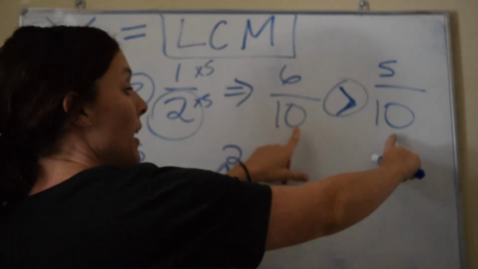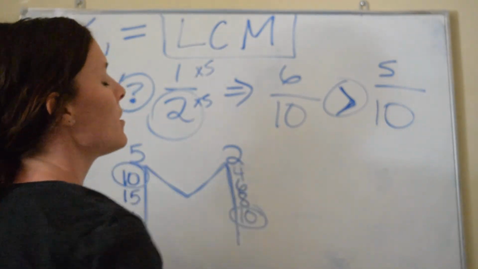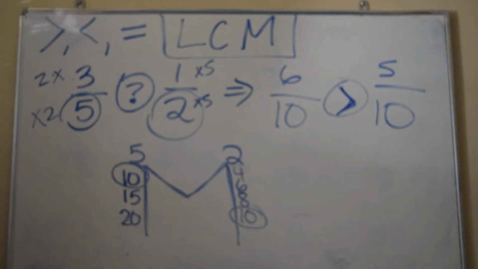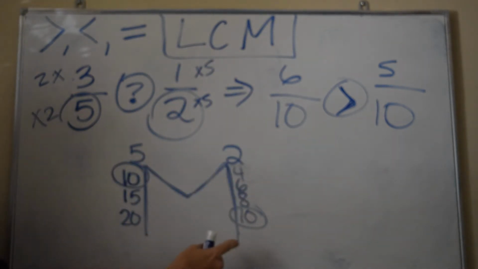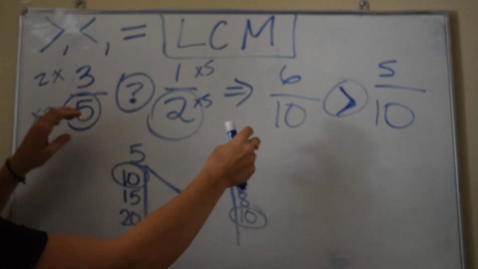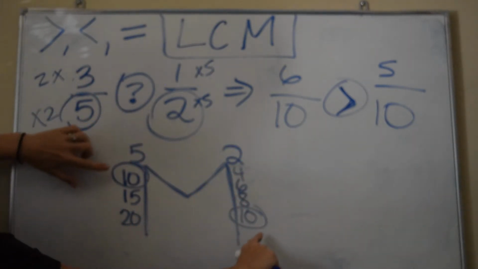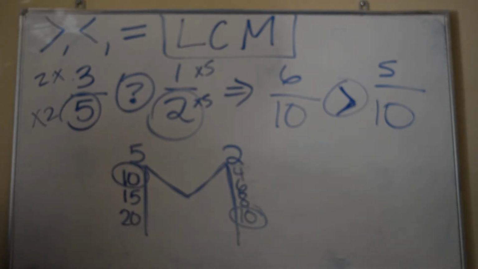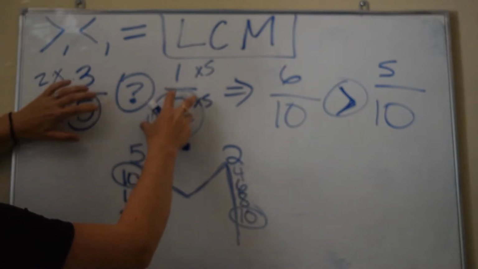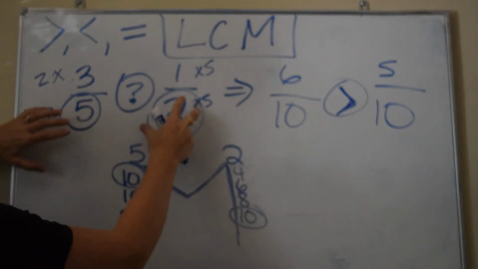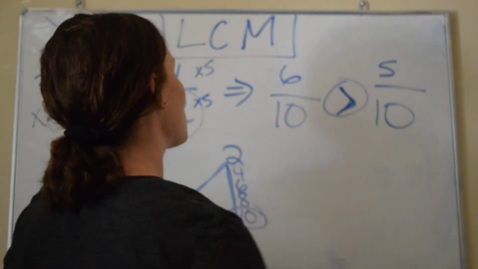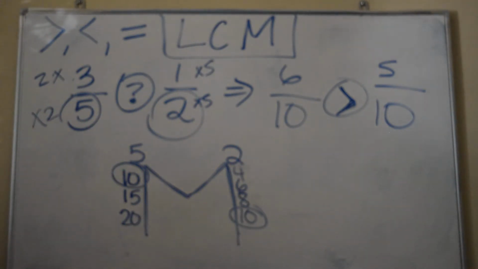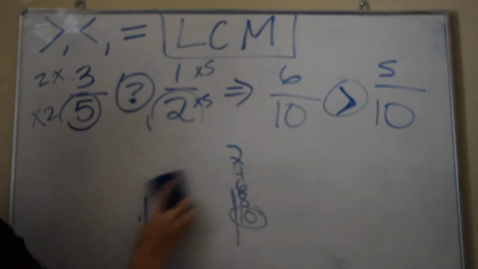We were able to do that here, but how did we change the denominators? We changed the denominators by finding the least common multiple. Draw your big M, put your denominators there, and start multiplying up until you find their first match. Their first match was 10. So you need to change the denominators into a 10. And we did that by multiplying them and then getting our new fractions, and then we can compare. So let's go ahead and see another example.